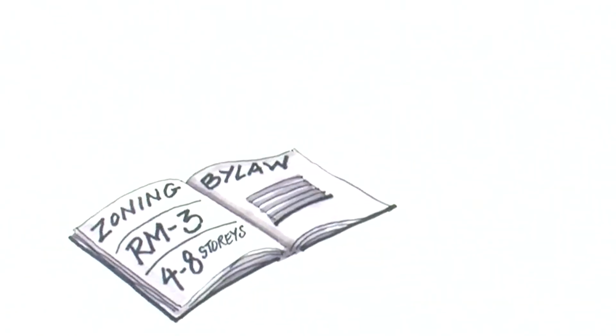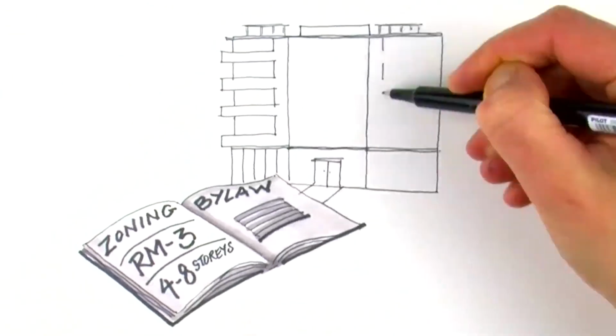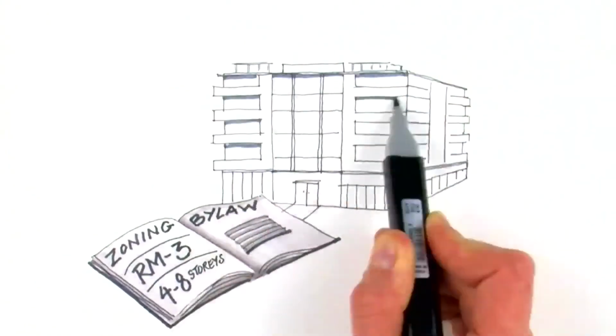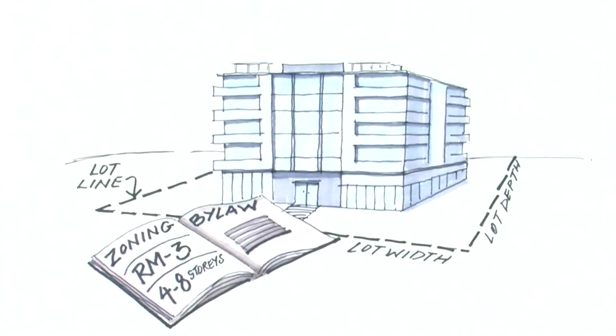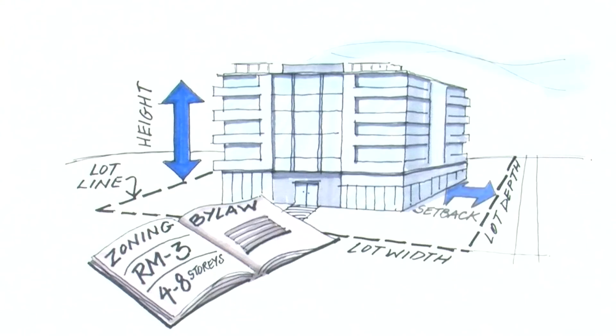The zoning bylaw controls the present use of land and is a tool used to implement the city's policies and land uses. The zone on a property specifies permitted uses, lot dimensions, the height of buildings, the number of units, lot coverage, and how far the building must be set back from the street.